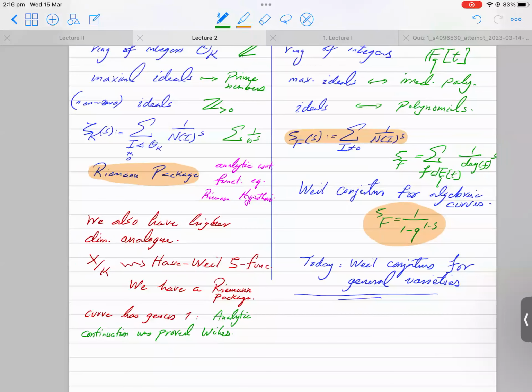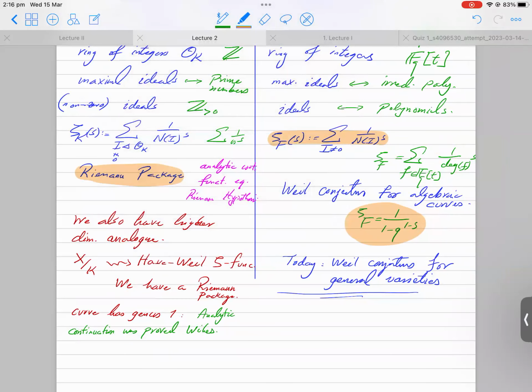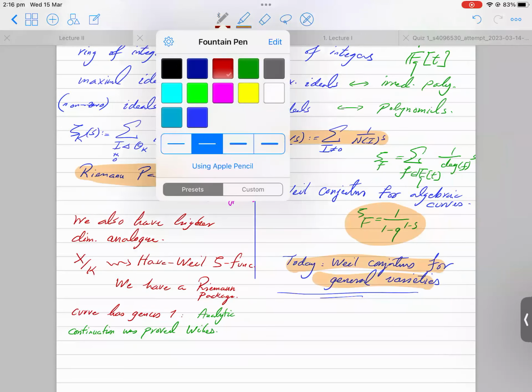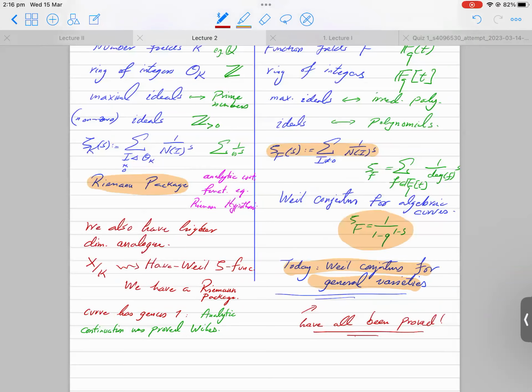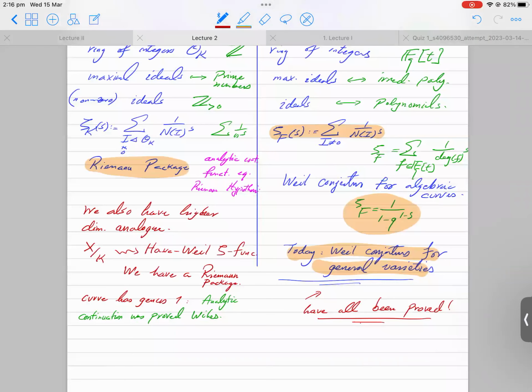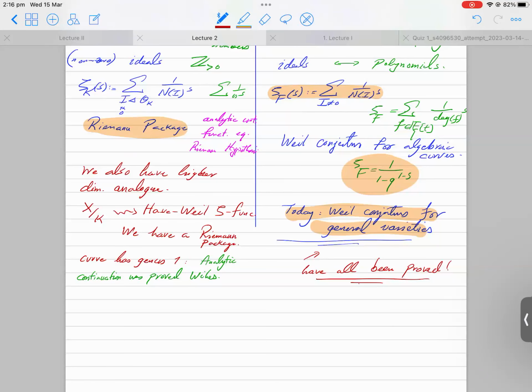But the situation for the Weil conjectures, which we're going to discuss today, is much better, of course, because they have all been proved. So we'll talk a bit more about them later. Okay. Any questions about this?